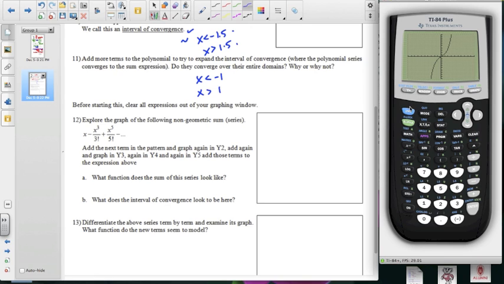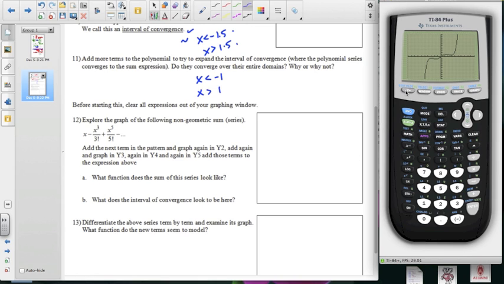Okay, so it's a typical 5th degree polynomial. Oops, I missed a minus sign here. This should be a minus sign here. There we go. It looks like this. Again, a typical fifth degree polynomial where it goes down on one end and up on the other.